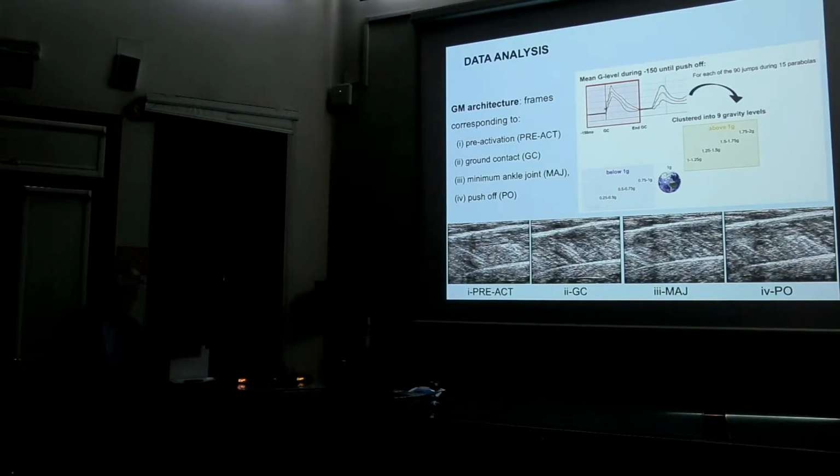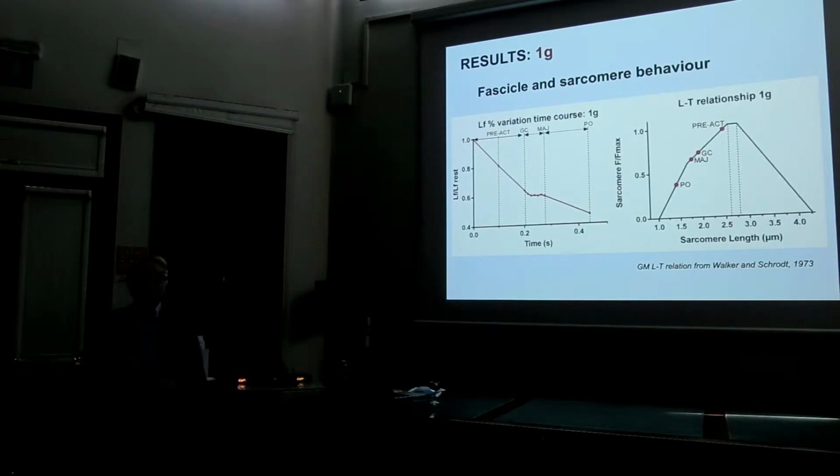So as the subject is about to land, this is upon ground contact, this is when the ankle reaches the minimal ankle joint angle, and this is the push-off phase. These are typical ultrasound images obtained on the gastrocnemius medialis, and these striations represent the fiber fascicles. Now, knowing the fiber fascicle length, and knowing from literature the sarcomere length of the gastrocnemius medialis, we were able to reconstruct the sarcomere length-tension relationship here.